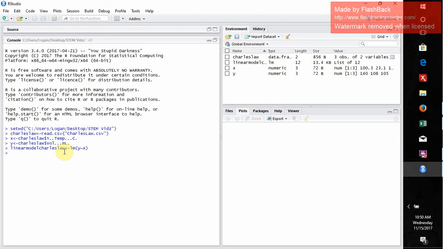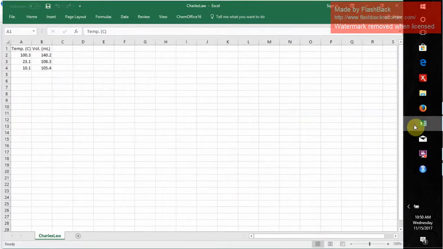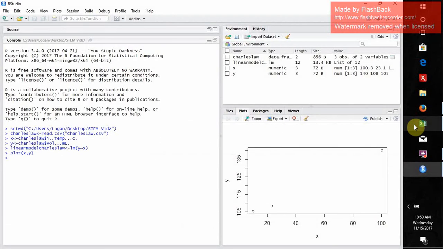Okay, so we've now established our values for the X-axis, corresponding values for the Y-axis, and our linear model. Let's go ahead and plot our data points now. So we can do that with a plot command. So let's just see what happens if we plot X and Y. Pretty basic plot, but nonetheless, it looks good. We have 3 data points which correspond to the values in each column.